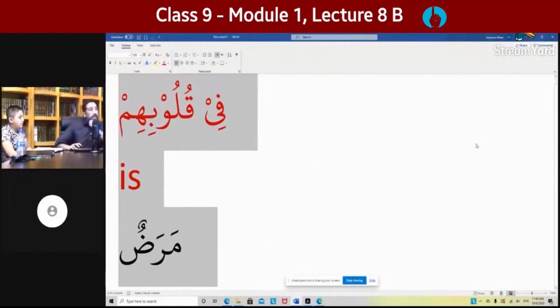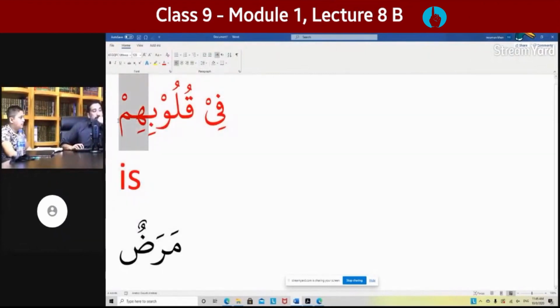Fi means in. Qulub means hearts. Him, remember the pronoun hum? What does hum mean? Hum is they. Huwa is he. Huma, both of them. Review that. Huwa, huma, hum, remember? First one's always one, second one's always two, third one's always three. So huwa, he. Huma, both of them. Hum, they.